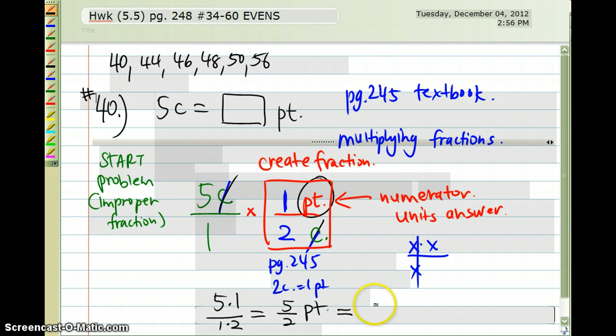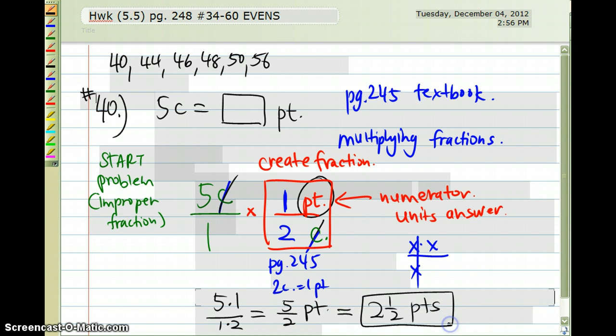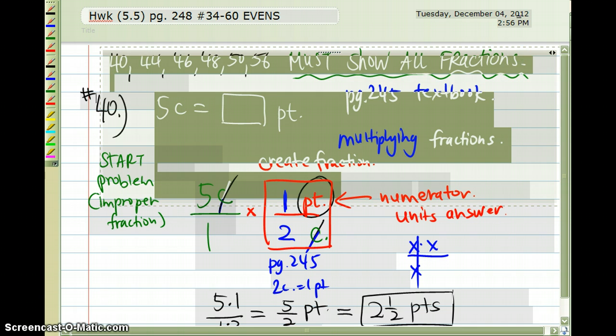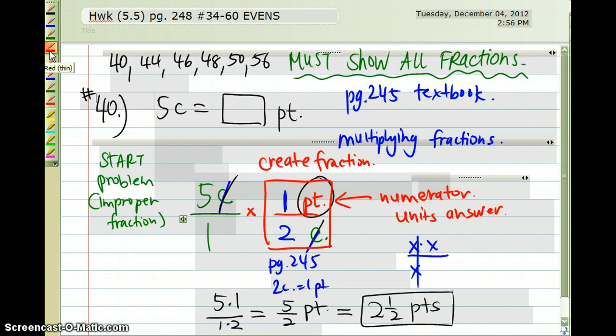Now I'm going to write it as a mixed number. 5 over 2 is the same as 2.5 pints. There's my final answer. Don't forget that for your homework tonight, you must show all the fractions you are multiplying to get full credit for your homework. I know that some of you will want to just do it your old way, but what I want to see is that you know how to still set up the problem in a fraction.